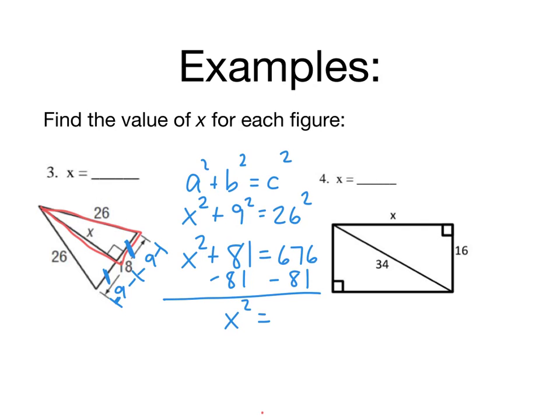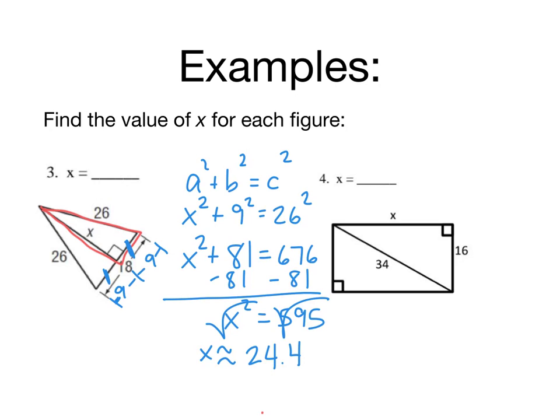So we subtract the 81 from each side. I get x squared equals 595. I square root each side. And the square root of 595 is approximately 24.4. It's 24.39, so we round it to 24.4. So the length of x on that triangle is 24.4.